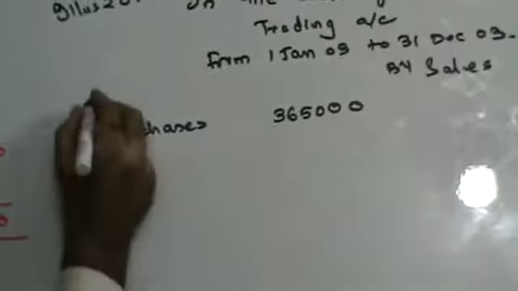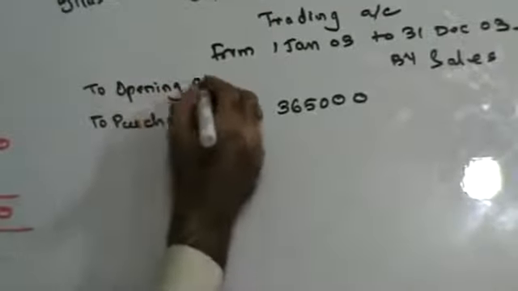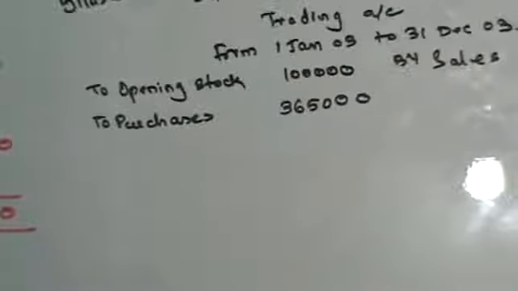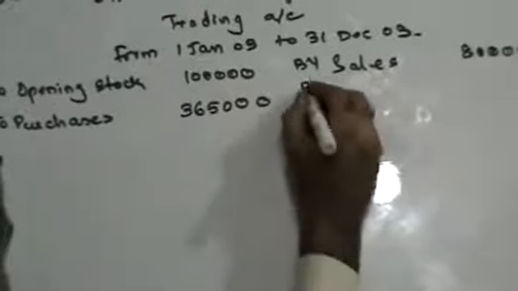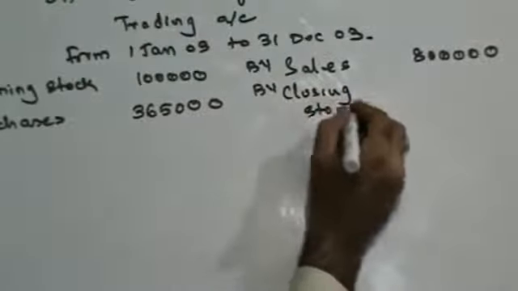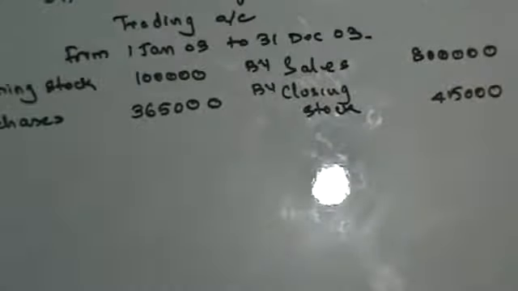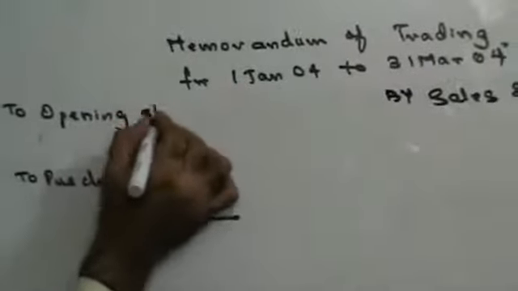Next, stock. Opening stock of previous year is given to you as 1 lakh. Closing stock of previous year is given to you as 45,000. Whatever is the closing stock of previous year becomes the opening stock of current year.